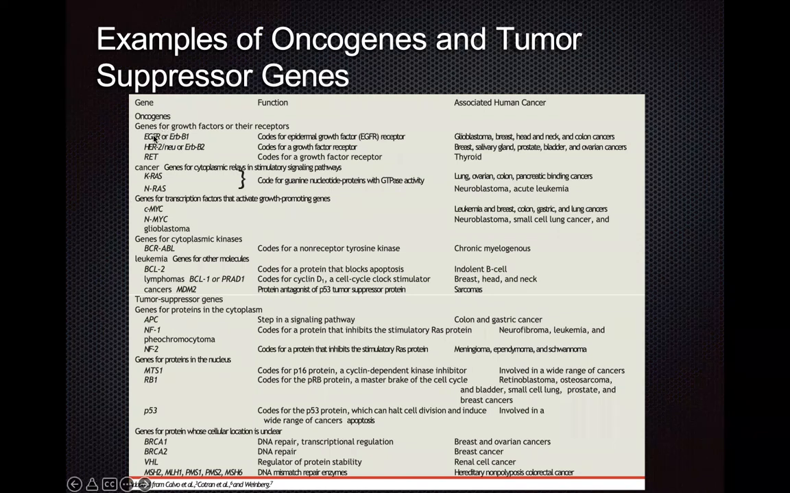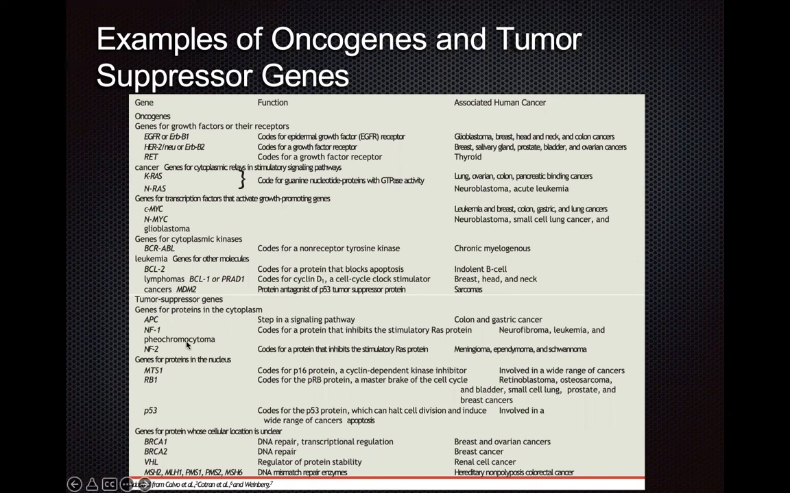For oncogenes, we have genes for growth factors or their receptors, like EGFR or ERBB1. It codes for the epidermal growth factor receptor and is associated with glioblastoma, breast cancer, head and neck, and colon cancer. HER2, as you may be familiar with, codes for a growth factor receptor and is mostly associated with breast, salivary gland, prostate, bladder, and ovarian cancer.